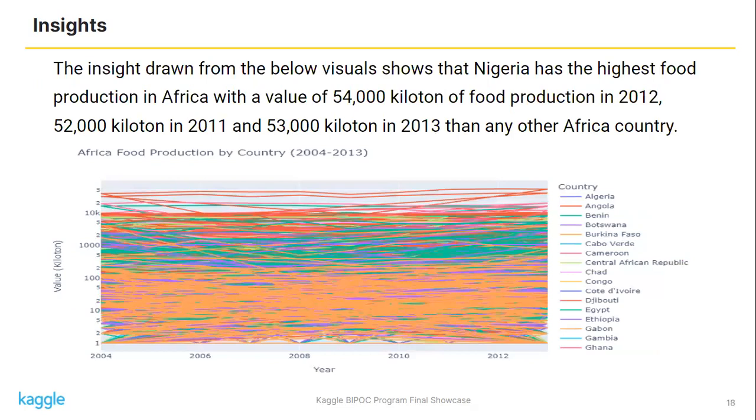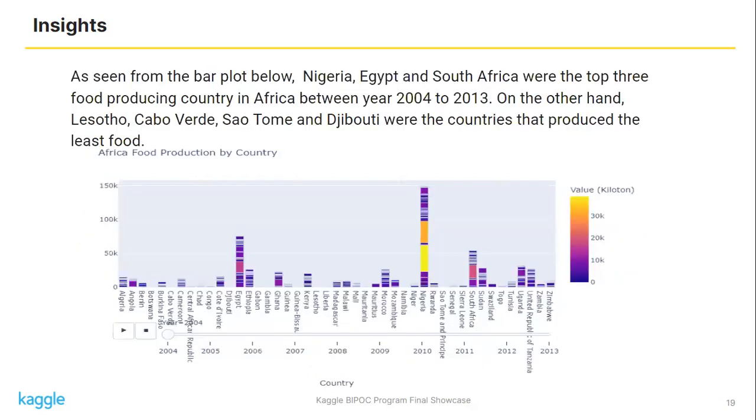The insight drawn from these visuals shows that Nigeria has the highest food production in Africa, with a value of 54,000 kiloton of food production in 2012. And in 2011, there was 52,000 kiloton of food production. And in 2013, 53,000 kiloton of food production, more than any other African country.